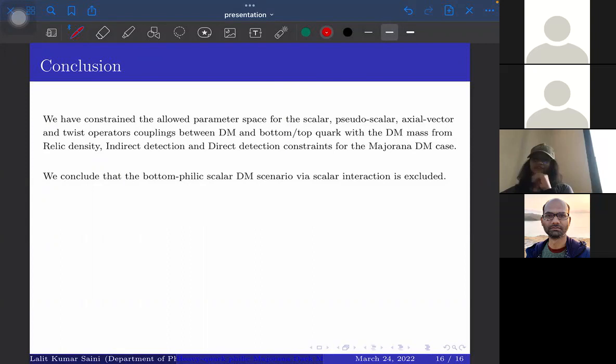Thanks, Lalit, for this wonderful talk. And the floor is open for questions. If anyone has any question, they can unmute themselves and ask. So Lalit, maybe you can give us some references on arXiv for the audience who are interested in going further.